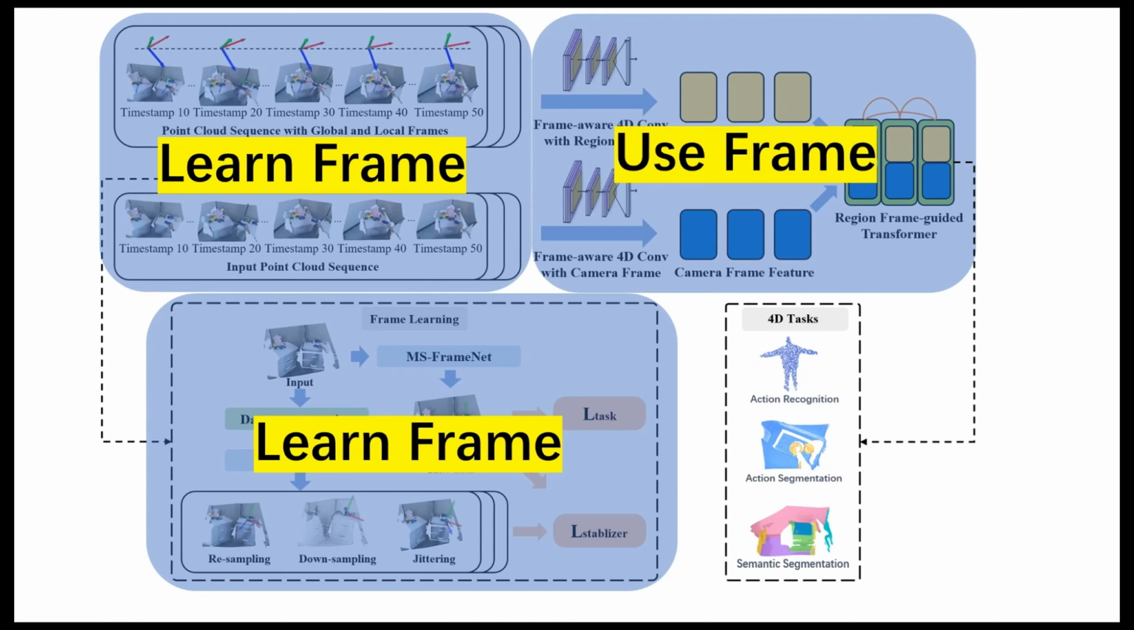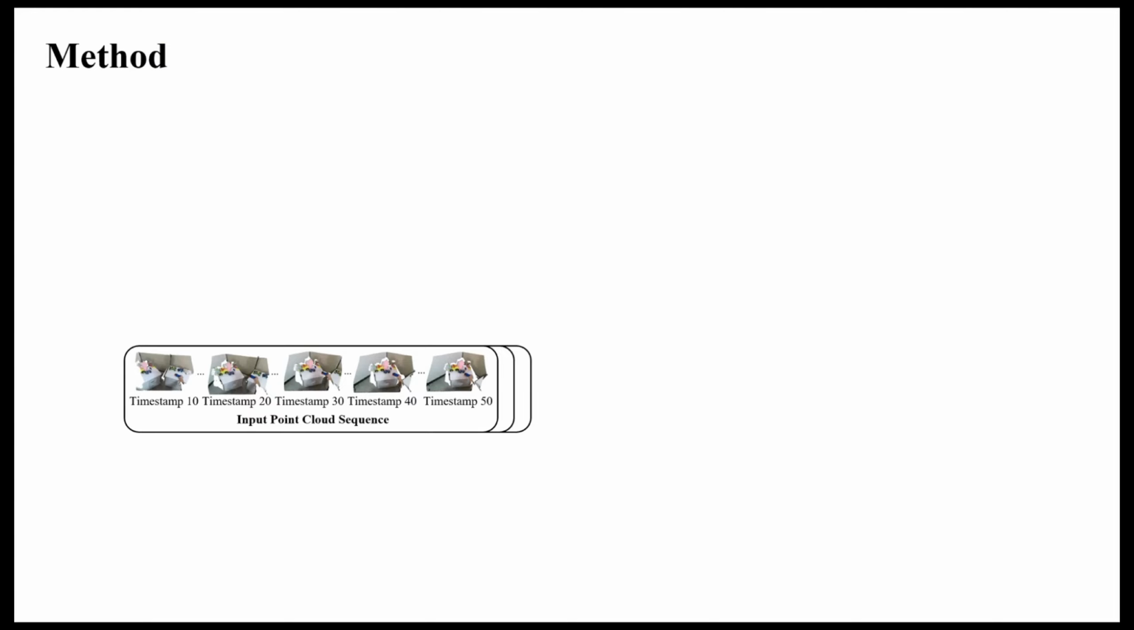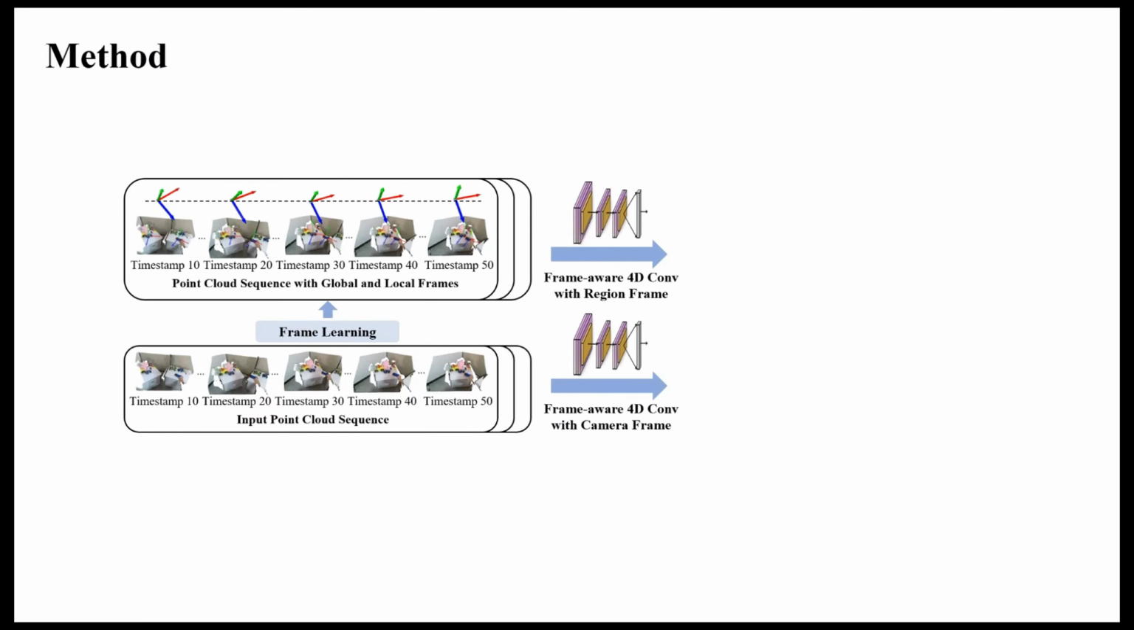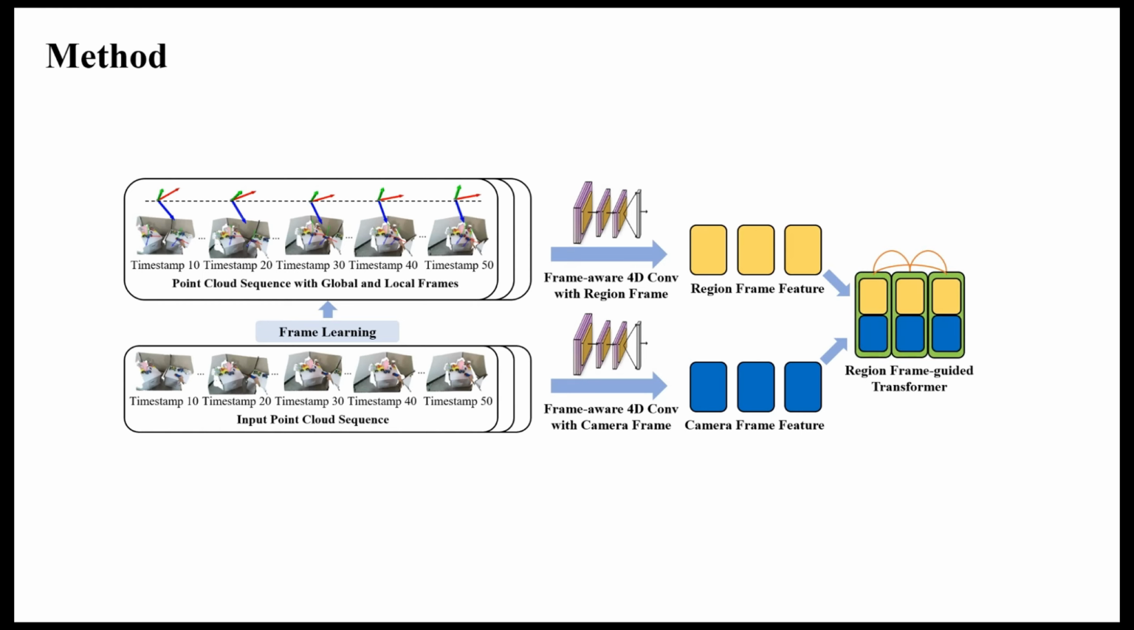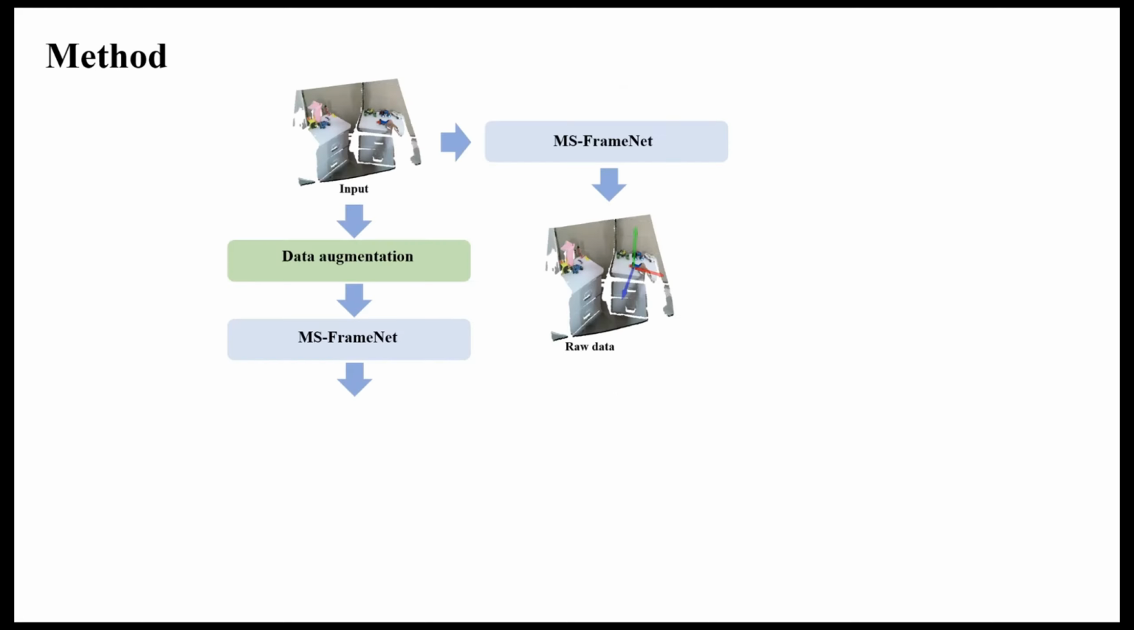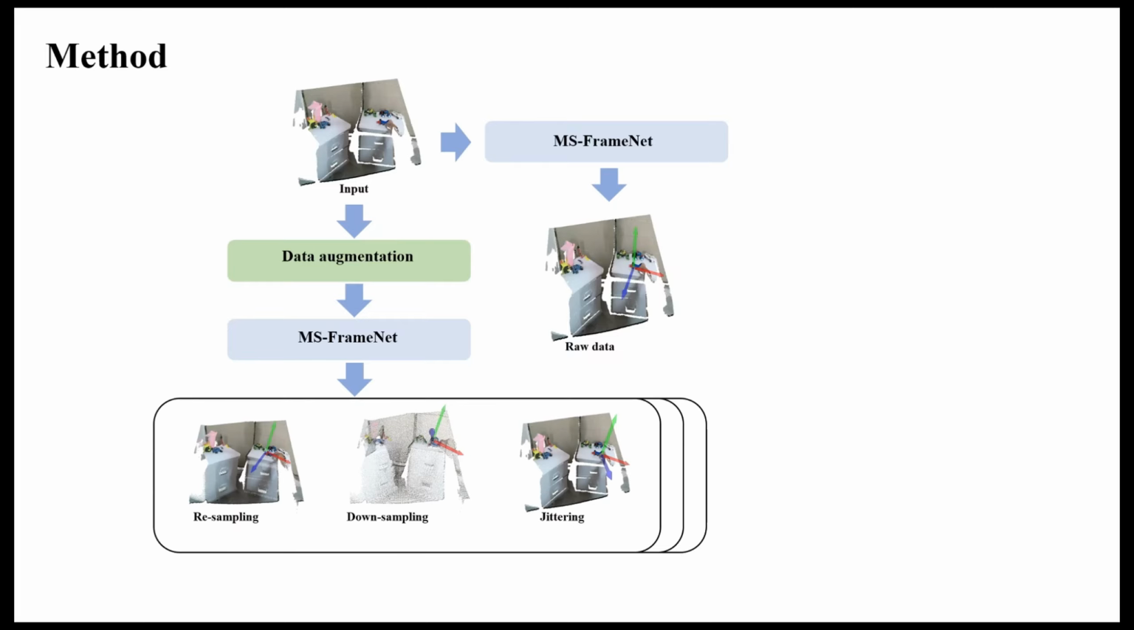We provide an overview of our method. LeaF contains a frame learning module and a frame-guided 4D learning module. Given a point cloud sequence, we introduce a frame learning module to learn frames for each region. We design a frame-guided 4D convolution operator which can generate local and global features based on different frames at different scales. Given an input point cloud, we first apply data augmentation to obtain the augmented version of it. Then we feed both the original point cloud and the augmented one through the MS FrameNet and enforce their predictions to be consistent. Through various data augmentation strategies, we can keep the rotation equivariance of our predicted frames regardless of the time-dependent data corruptions.